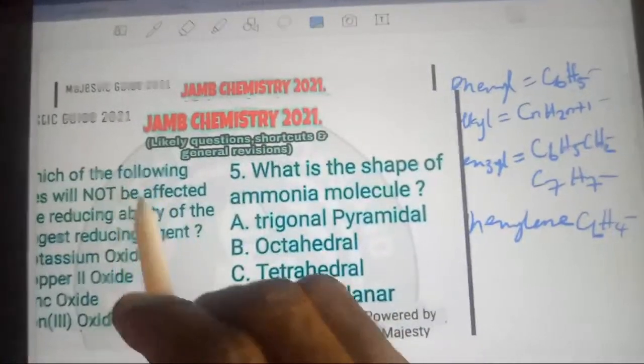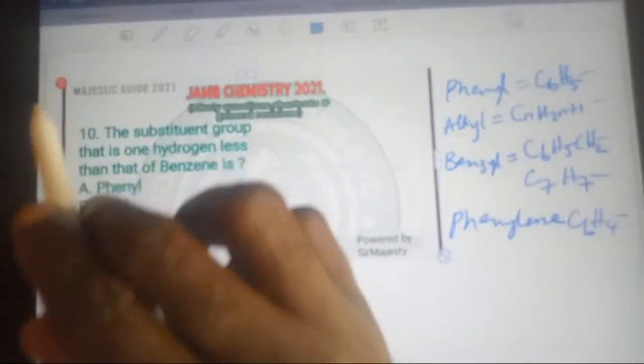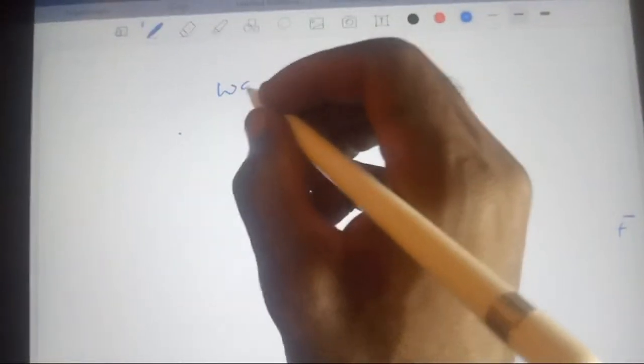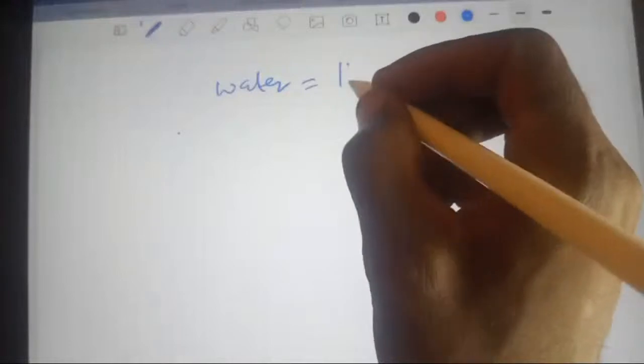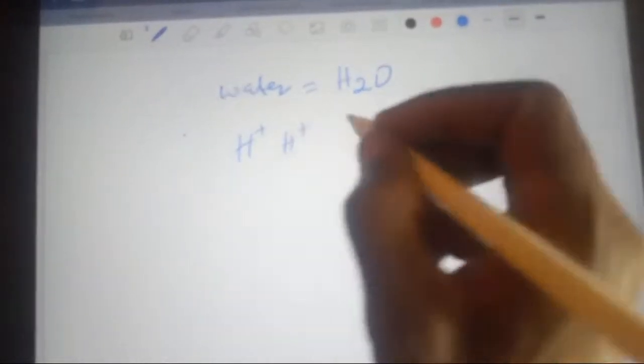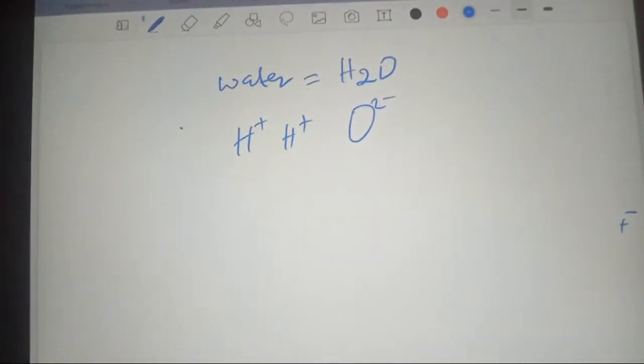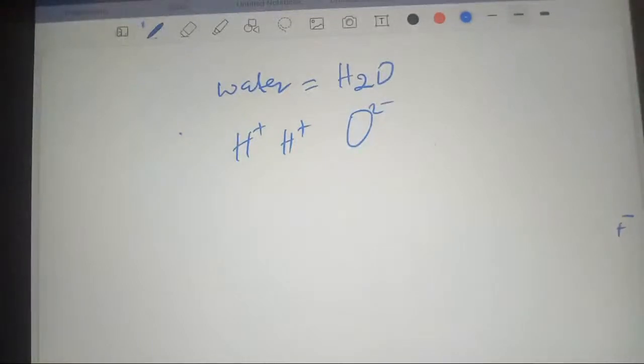More questions, please. Water molecule is bent or angular, and that's what I'm illustrating here. Remember, the formula of water is H2O, meaning we have 2 hydrogens and 1 oxygen. So you say, what is the shape of water molecule there? I'm on it, please.